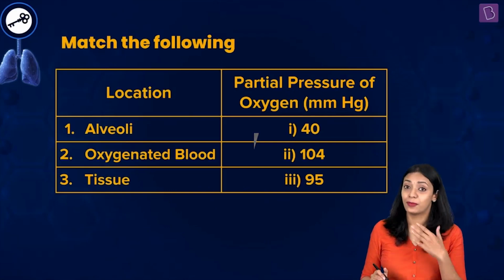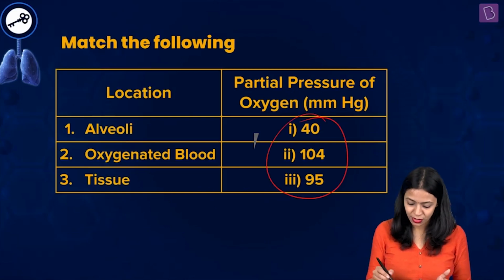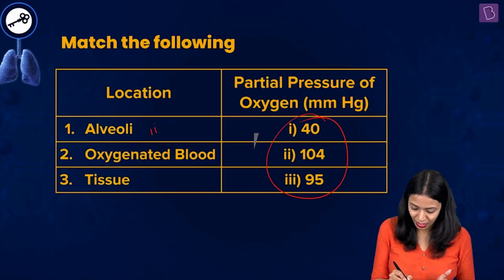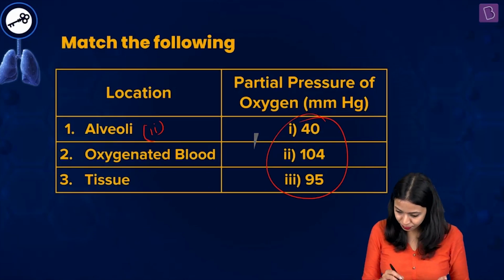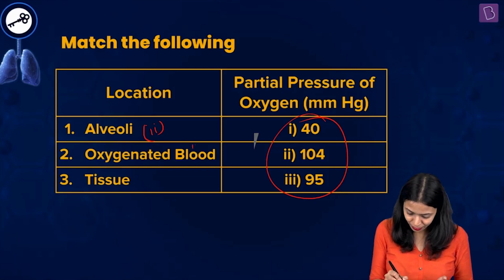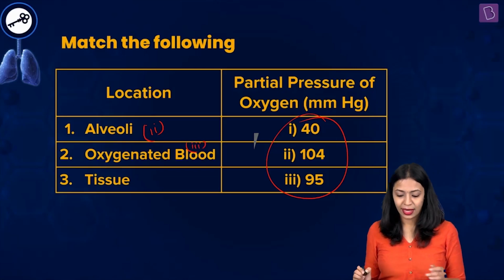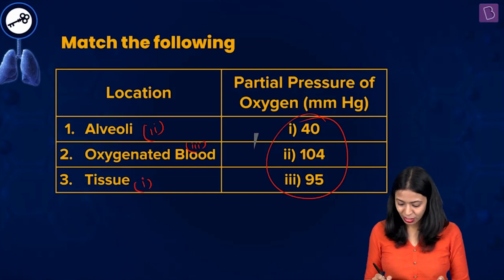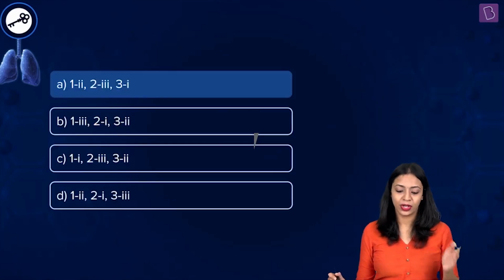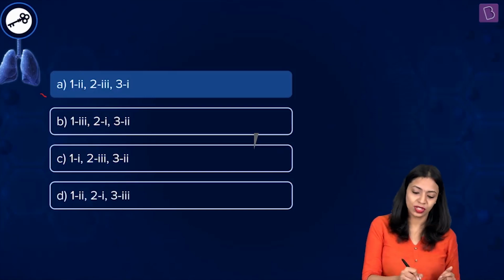So alveoli will have the maximum of the given options. So 1 should be paired with 2. Oxygenated blood will have 95 mm of mercury, and at the tissues, it will be 40 millimeters of mercury. So the correct answer is 122331, which is option A.